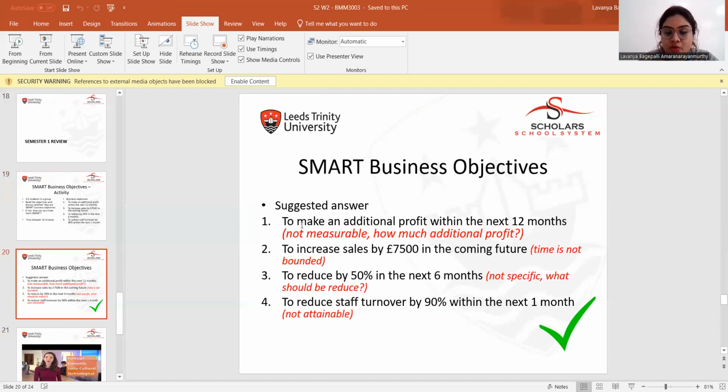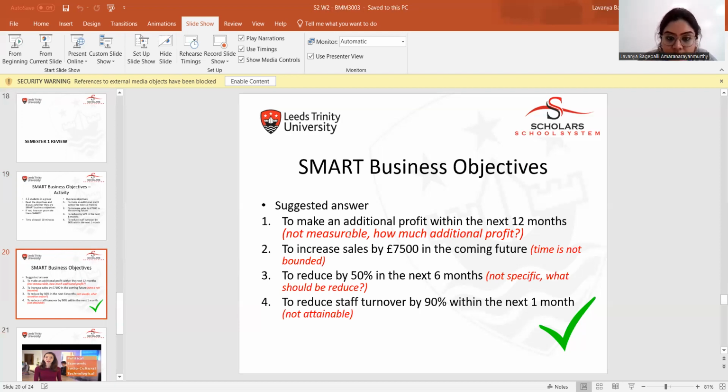The first objective was to make an additional profit within the next 12 months. So the objective is not SMART here. They have mentioned that they have to make an additional profit within the next 12 months, but how much additional profit? So it is not measurable. The additional profit is not measurable, so it has to be measurable to make it SMART.